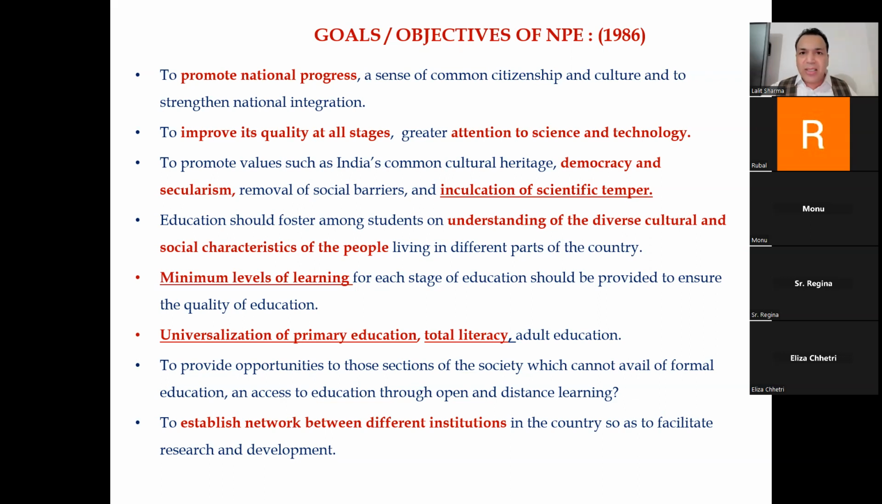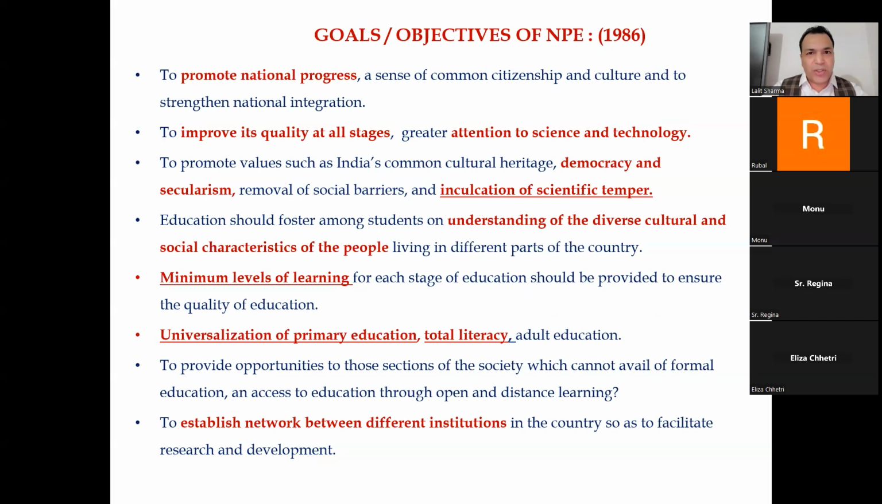Minimum levels of learning for each stage of education should be provided to ensure the quality of education. Now, how would the quality of education come? You know that you can do the B.Ed only once you have 50% marks at the graduation level, right? Naturally, the quality of education will come, right? And if you get 50% marks in the B.Ed, you can go for the M.Ed also. So a minimum level of learning was necessary for the upliftment of the quality of education. Similarly, there are tests for the teachers also.